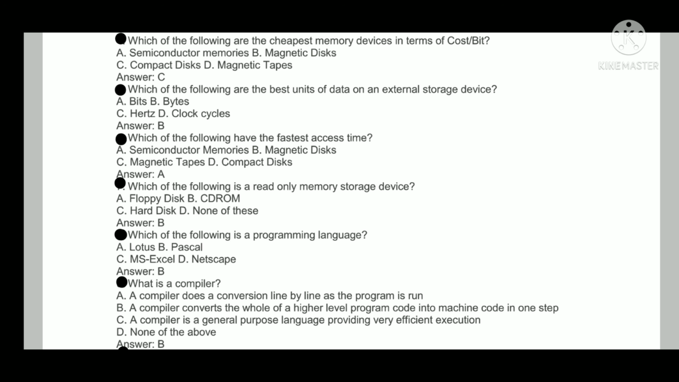B. Pascal. What is a compiler? B. A compiler converts the whole of a higher-level program code into machine code in one step.